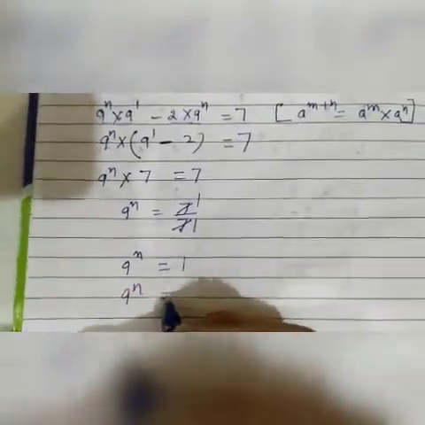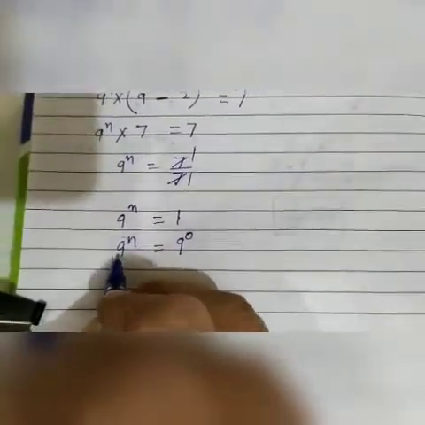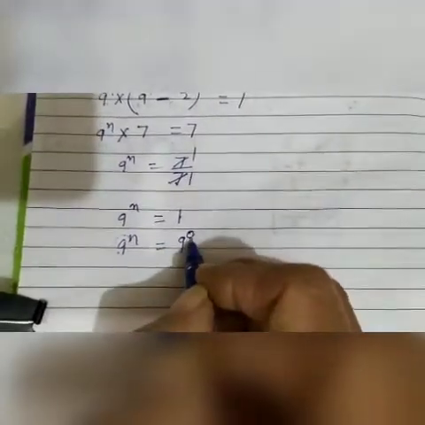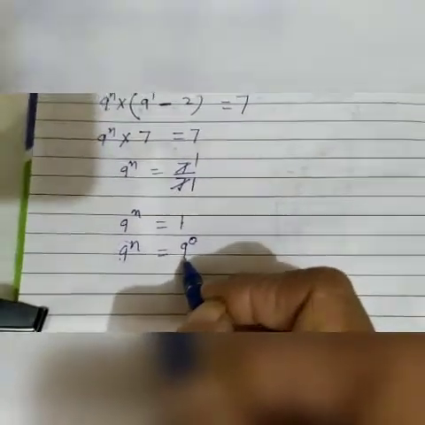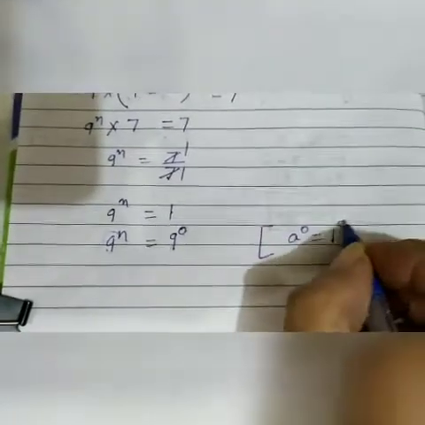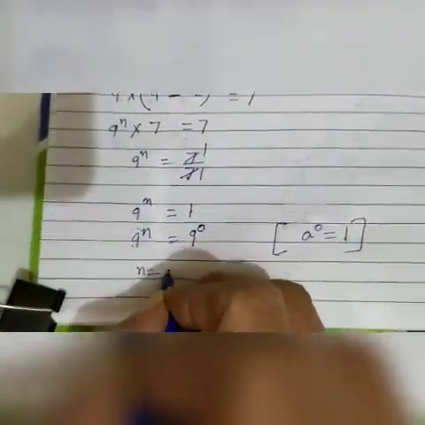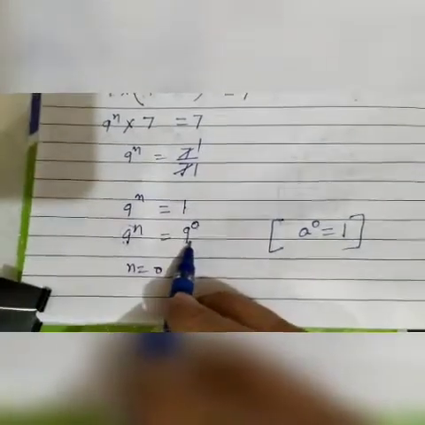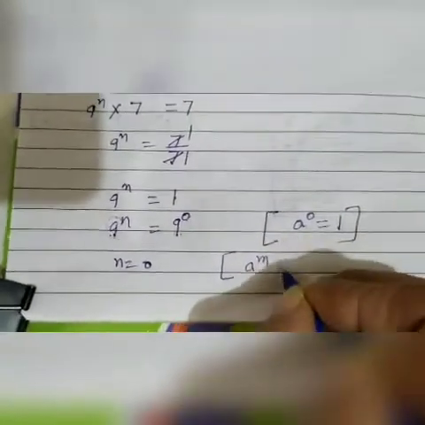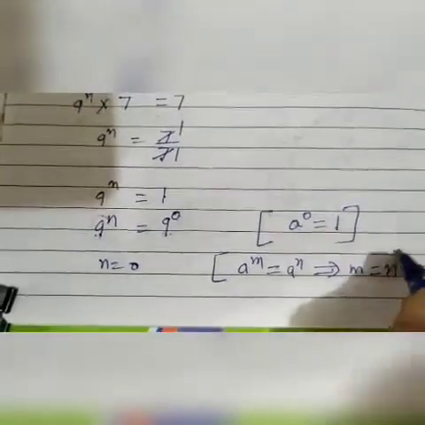9 power n is equal to 1. We can write this 1 as 9 power 0 because we need base 9. If it is 7, we can write 7 power 0. If it is 100, we can write 100 power 0. Whatever base we need, we write that base. Here we write a power 0 is equal to 1; this is the zero exponent. So n is equal to 0. The left hand side base and right hand side base are both equal. It means which law? A power m is equal to a power n gives m is equal to n.